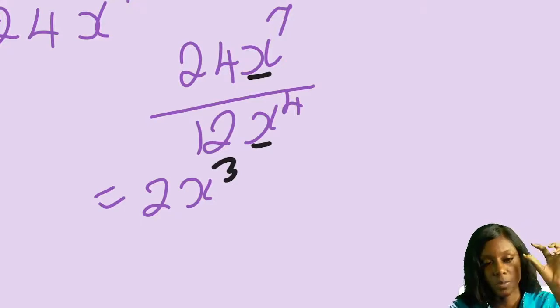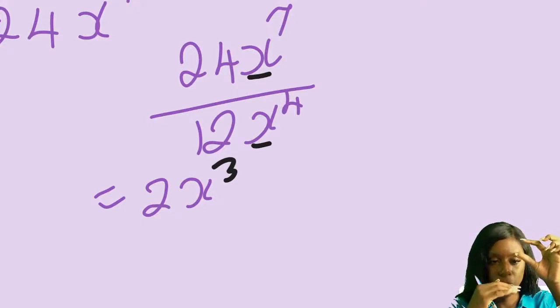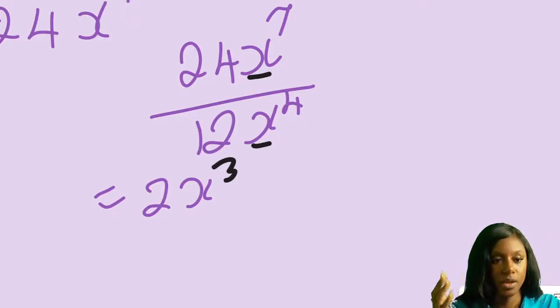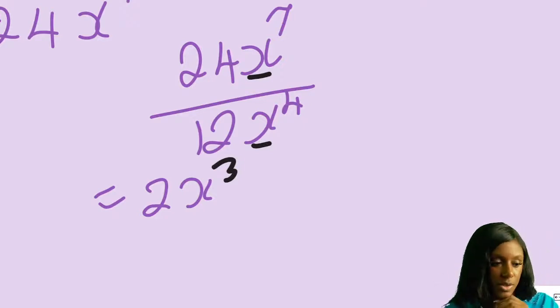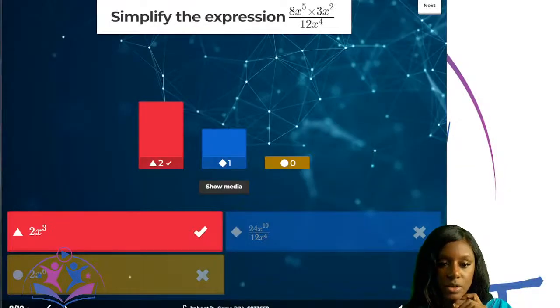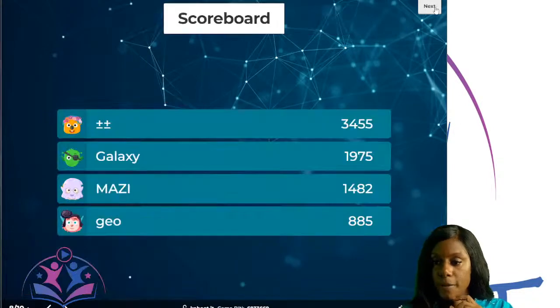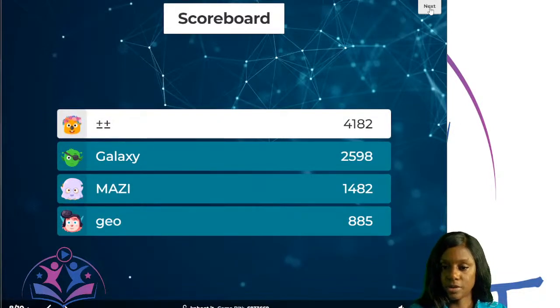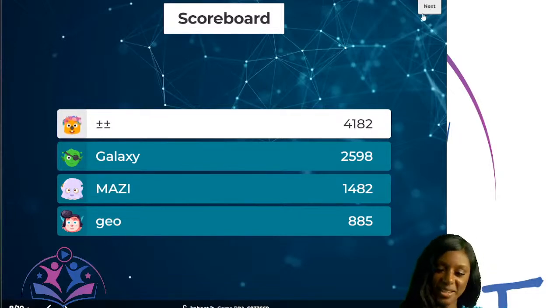Again, you take the power on top minus the power below. You may get a negative number for your answer. That's okay if the denominator is greater. The power in the denominator is greater than the power in the numerator. Okay, so congratulations to plus minus and Galaxy.